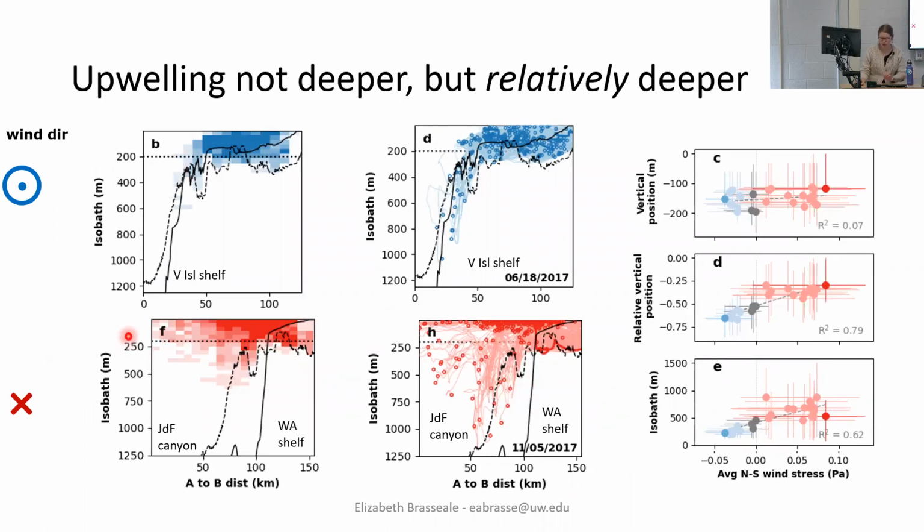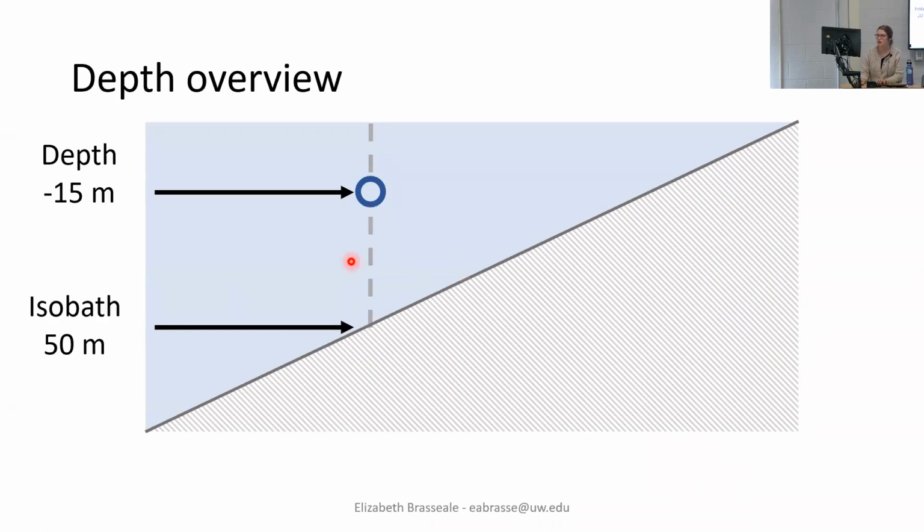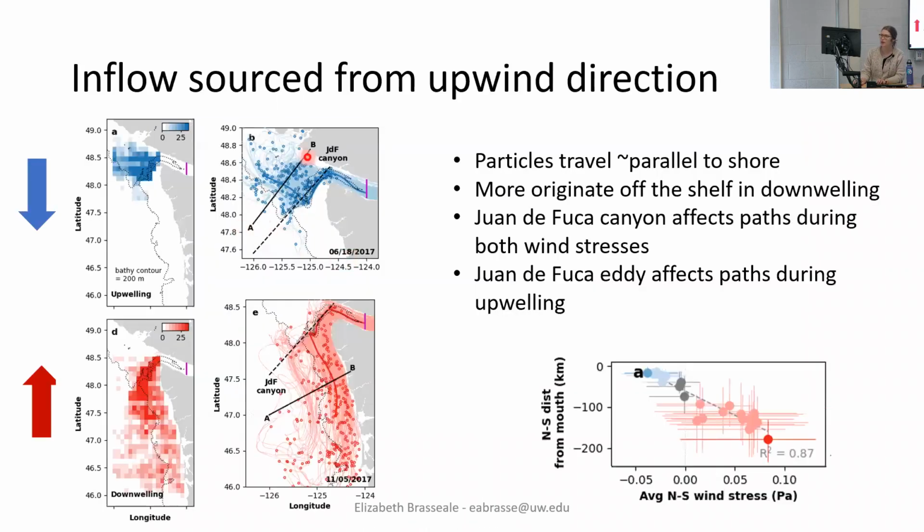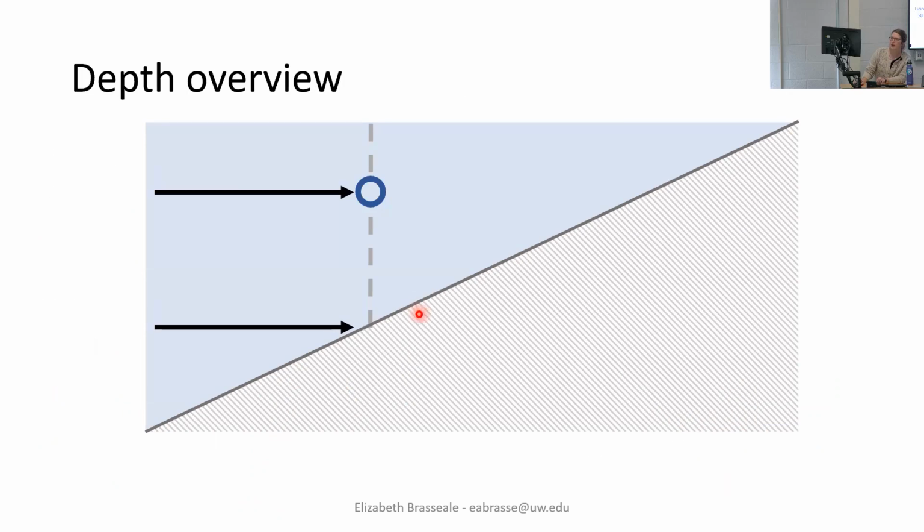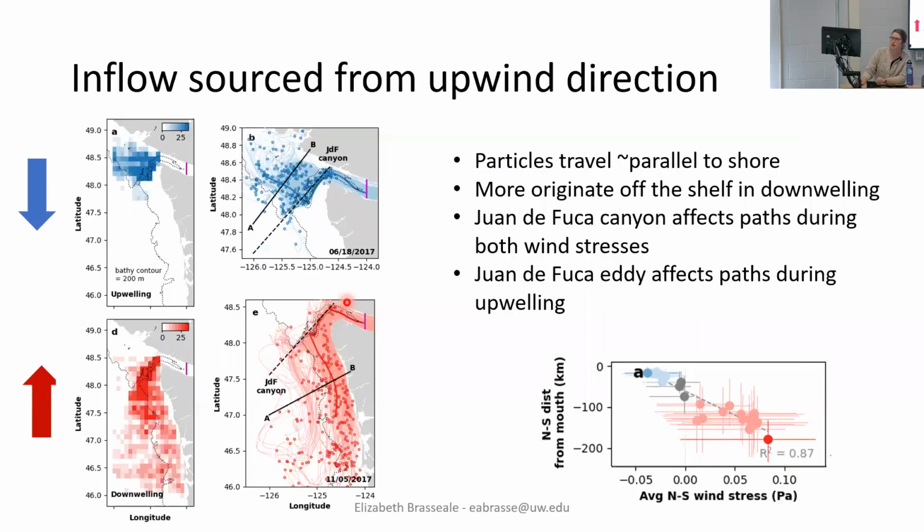This A to B distance is a transect I tried to take through where most of the particles were coming from. During the upwelling experiment, it's across the Vancouver shelf, and during the downwelling ones, it's through the Washington shelf. And then I also have a transect at the Juan de Fuca Canyon.